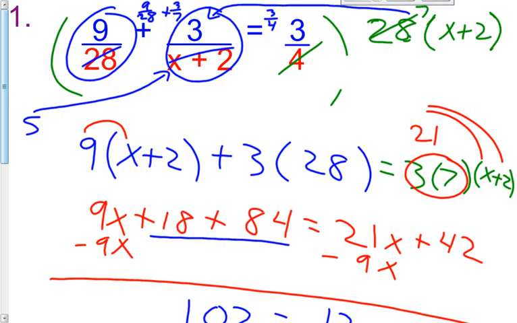Now there's one more thing I have to say with each and every one of these problems, is that you can never get a denominator of 0. That's breaking math rules. So what happened if we got x to equal -2?